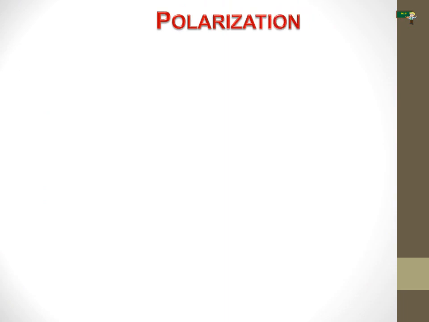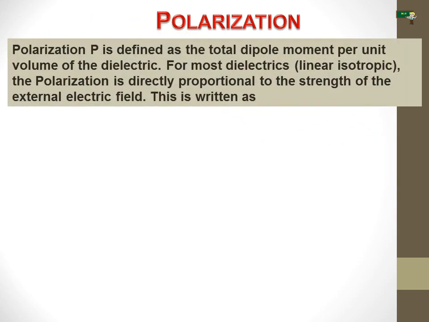Now let's see about the polarization. What do you mean by polarization? Polarization is defined as the total dipole moment per unit volume of the dielectric. Again I remember for you, dielectrics are, for example, glass, mica.